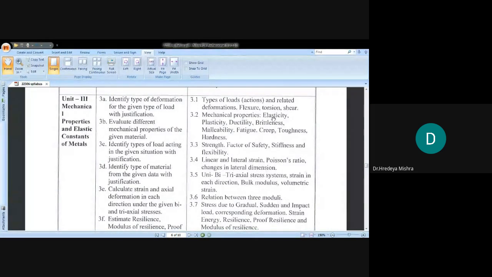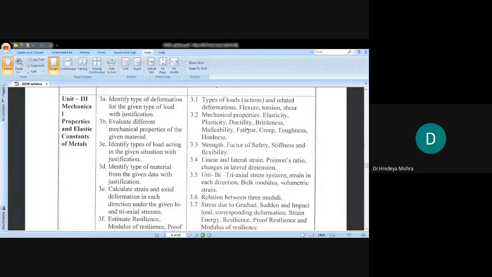In elasticity, what happens is we apply the load, remove the load, then the material and component get their original position. But in plasticity, what happened? We apply the load and the material doesn't get its original position. That is the plasticity. Okay.